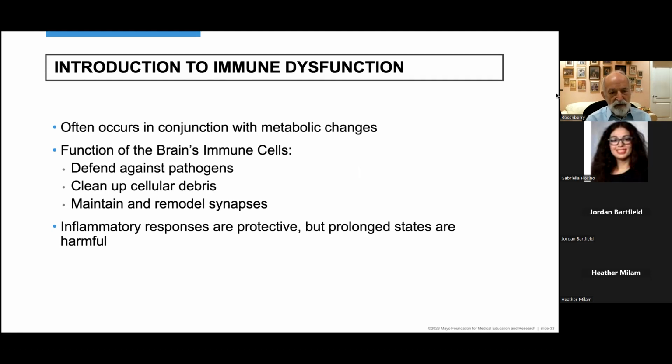The functions of the brain's immune cells, which are present largely in the microglia, defend against pathogens, clean up cellular debris, and maintain and remodel synapses. Inflammatory responses are protective, but prolonged states are harmful.